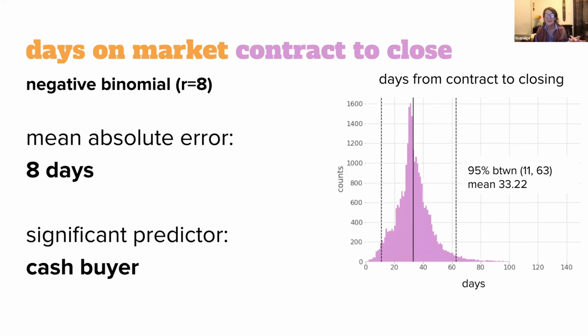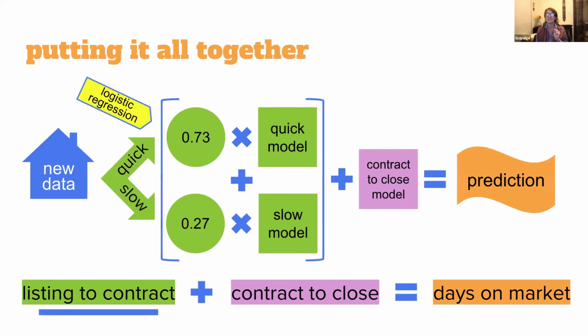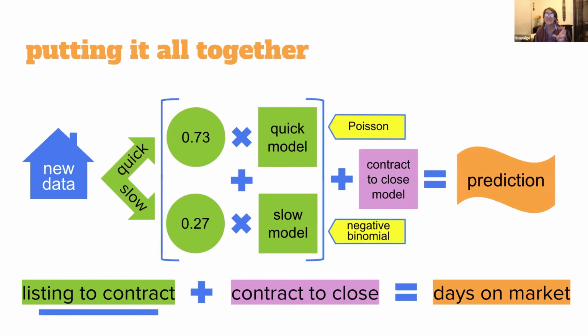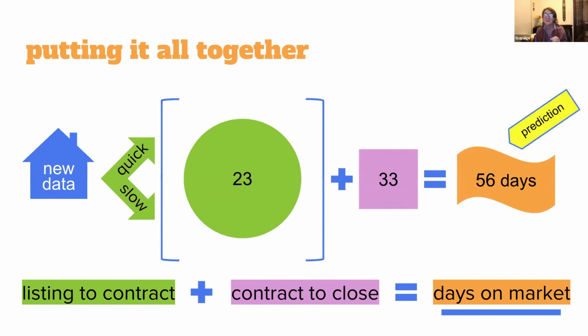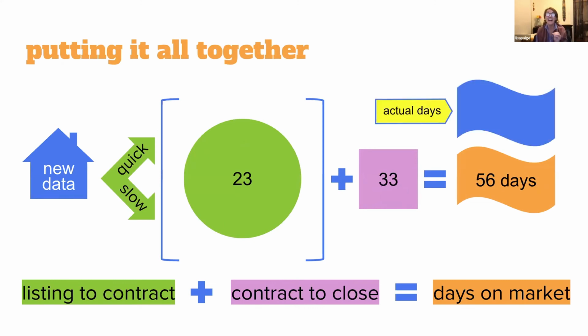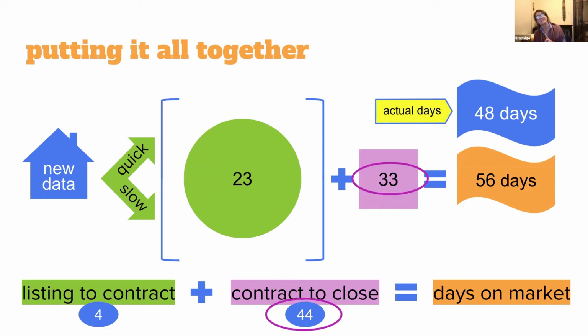And we've made our model now, so we'll take a piece of data that the model hasn't seen and see how it performs. First, we get our probability of being in the quick and slow classes. Then we get predictions from the quick and slow models. We find that weighted average, and we'll add that to our prediction for the contract to close piece to get a final prediction, which we can compare to the actual days. And we were only off by 8 days, which sounds great, except we were off by 8 days because we were over by 19 days here and under by 11 days here. So that it sounds great, could have gone the other direction.